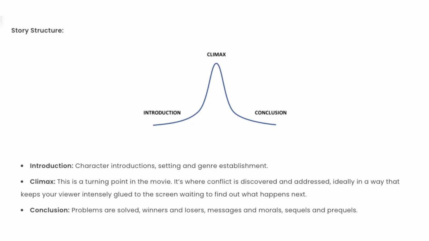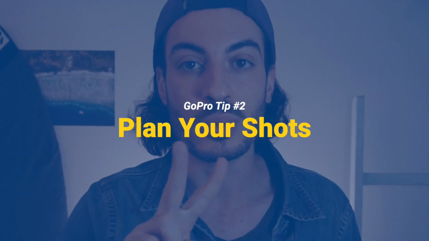Then we end with the conclusion. This is where the problems are solved, there are winners and losers, and you send the main message. You conclude the whole movie by sending a message, the morals, and so on. Now that we know how to structure a story, let's move on to GoPro tip number 2.